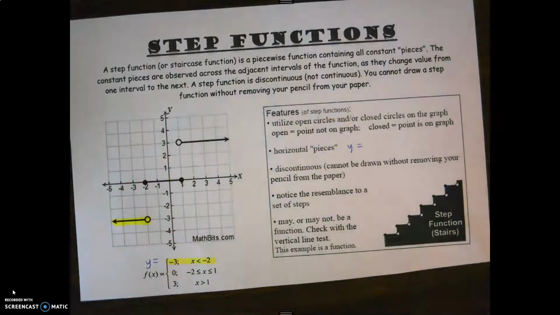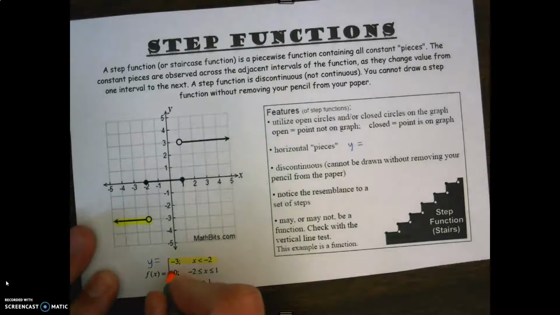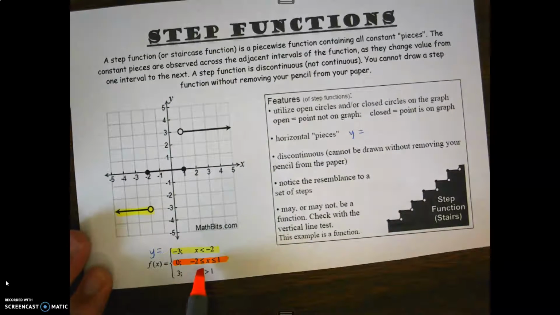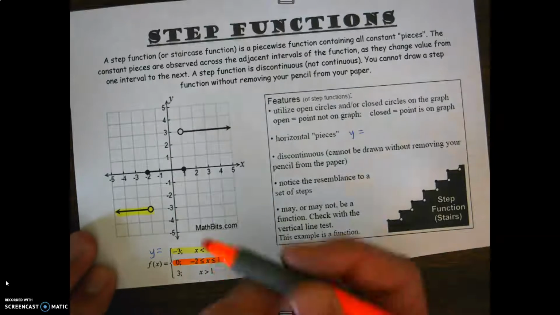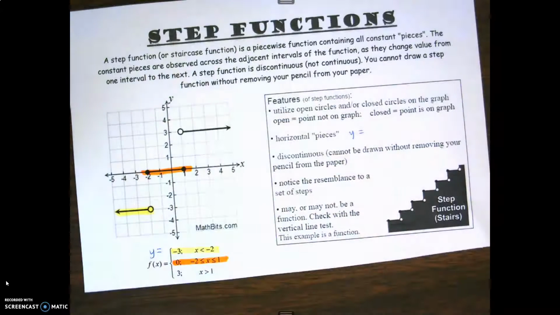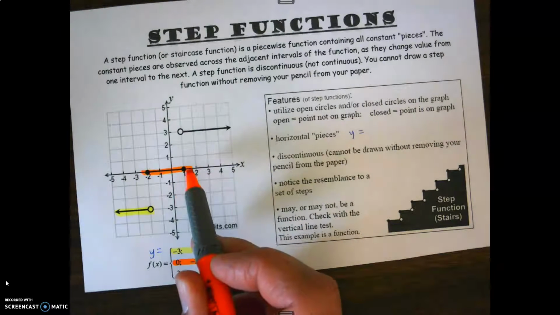The next piece is y equals 0, and that is over the interval -2 to 1. If you look, you're going to have a closed circle at -2 because the symbol is less than or equal to. You're going to have a closed circle at 1 because it's less than or equal to. So that would represent this interval in the graph, as I highlighted in orange. Notice it starts at -2 with a closed circle and stops at 1 with a closed circle.